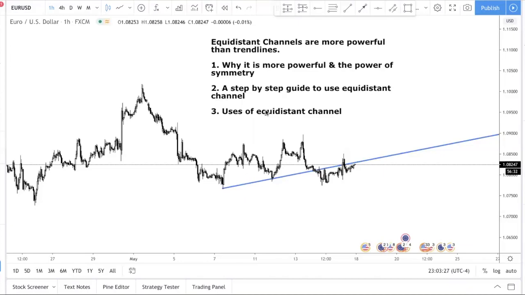Why is it more powerful, and the power of symmetry? Just a moment. Sorry, I'm a little bit under the weather, down with flu. But let's talk about point number one. Why is it more powerful?